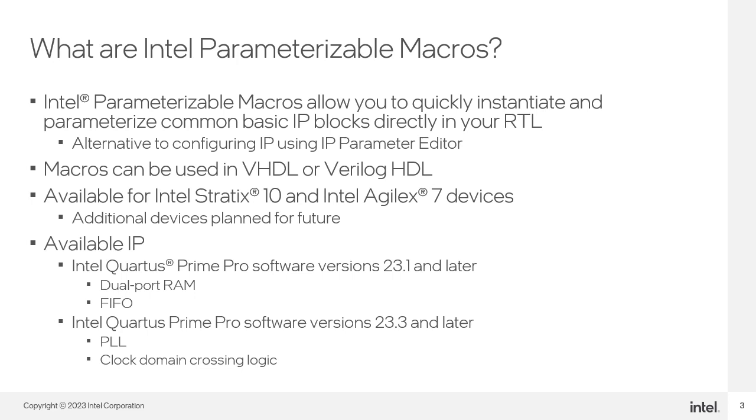Dual-port RAMs and FIFOs are available in the Quartus Prime Pro software versions 23.1 and later, while PLLs and clock domain crossing macros are available in versions 23.3 and later.